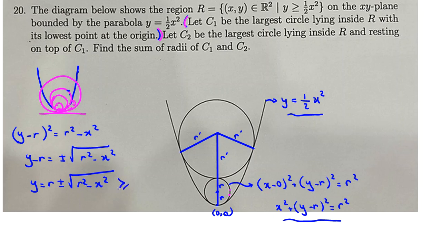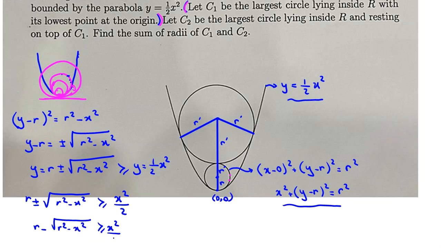So the y of the circle should always, for any x, be greater than or equal to the y-coordinate of the parabola here. So we conclude r plus minus root r squared minus x squared is greater than or equal to x squared over 2. Now, for each x, why do we have plus minus? Because if you consider each x, we have 2 y values. Look, when you have a circle, for each x, we have 2 y. If the minimum one is greater than or equal to this, then this one is also okay. The minimum one, the bottom one, is with the minus sign. So r minus root r squared minus x squared should be greater than or equal to x squared over 2.